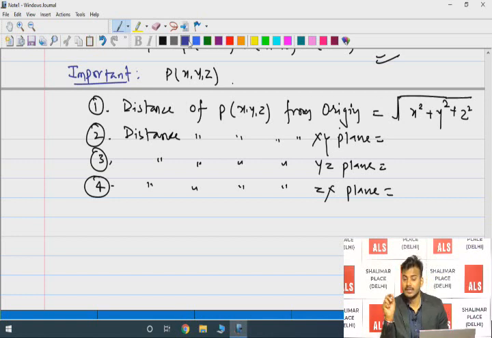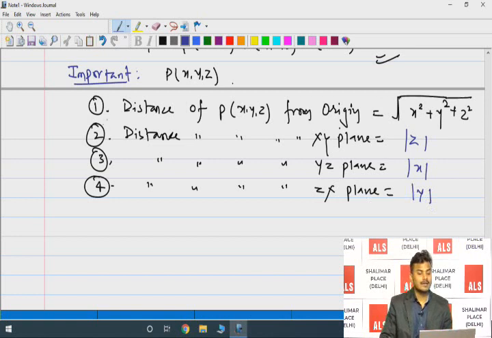Z. Now, if z is positive, suppose z is 3, you will say 3. But if z is minus 3, you can't say minus 3. So that's the reason whenever coordinates are given and you have to find some distances, we always apply mod. Mod z. xy plane: mod z; yz plane: mod x; zx plane: mod y. Very simple.